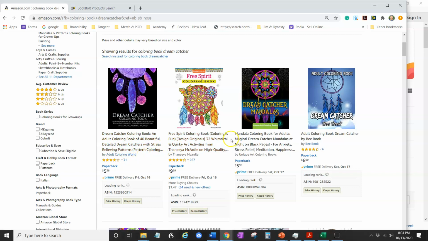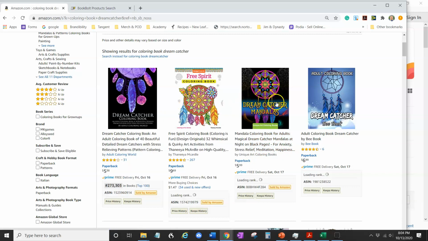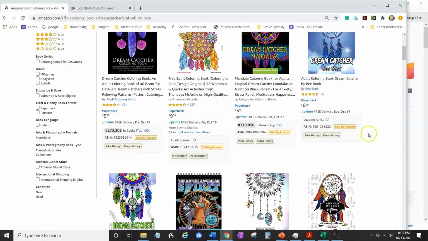And let's see what we got over here. Whimsical, quirky art activities, free spirit, mandalas, right? There's Dreamcatcher mandalas. That's kind of a cool mixture, right? They took mandalas, which is popular, and Dreamcatchers and put that together. So you could do something like that and have some normal Dreamcatchers and then maybe have some with mandalas in there as well. And that way you can put that in the back-end keywords.